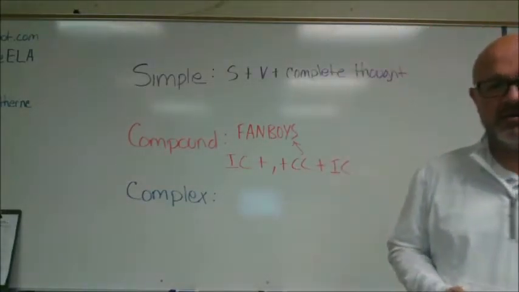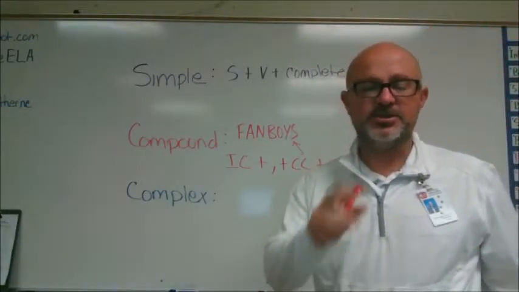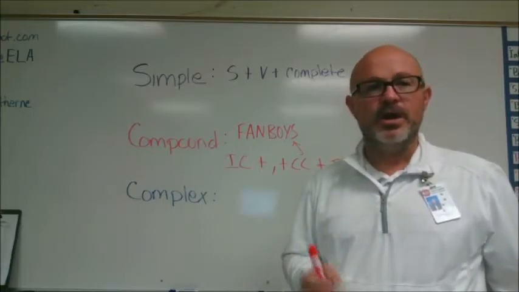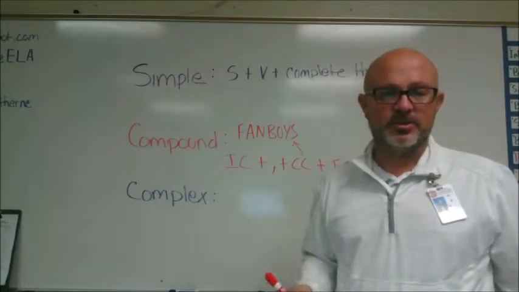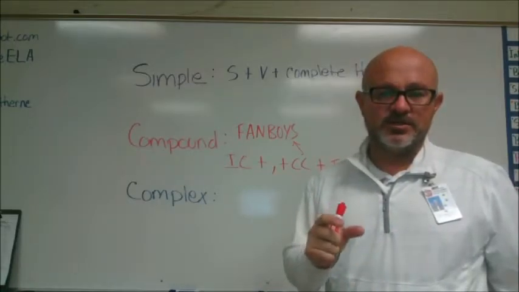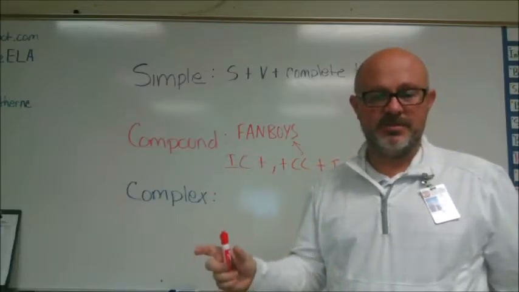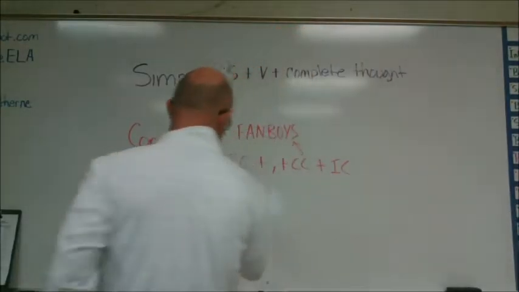Next thing that we're going to have is a complex sentence. Now there's two different ways that you could do a complex sentence. The main difference between the two is where the dependent clause goes. If the dependent clause goes in the beginning, then there is a comma, and then your independent clause at the end. So it's like this.